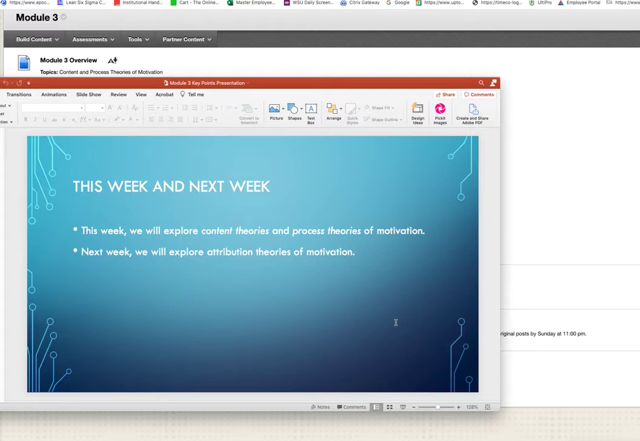There are some things I should tell you about content theories. In particular, there are some weaknesses. None of these are the perfect explanation for organizational behavior, or why people do what they do in organizations. Content theories, which are really about an internal process for somebody, have a couple of problems. One of them is this concept of universality.